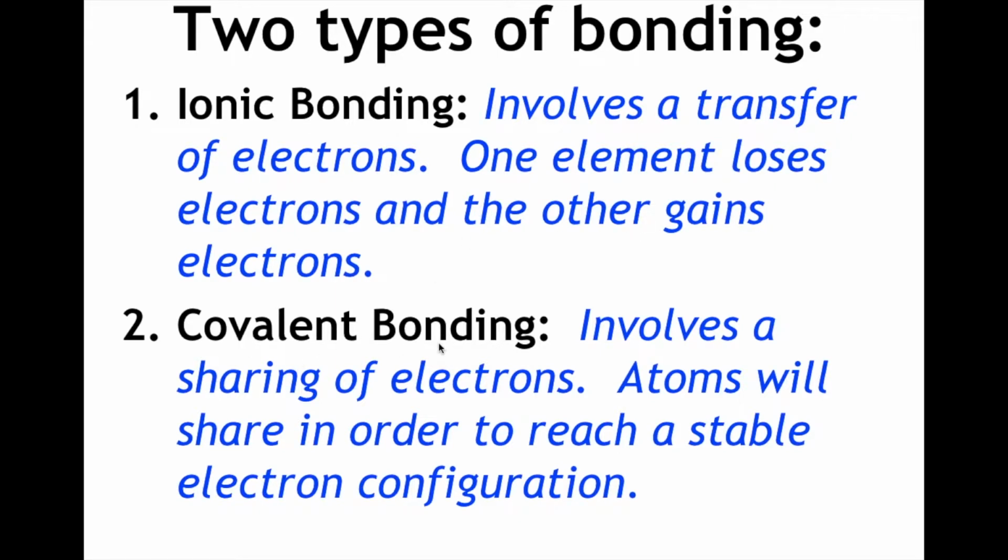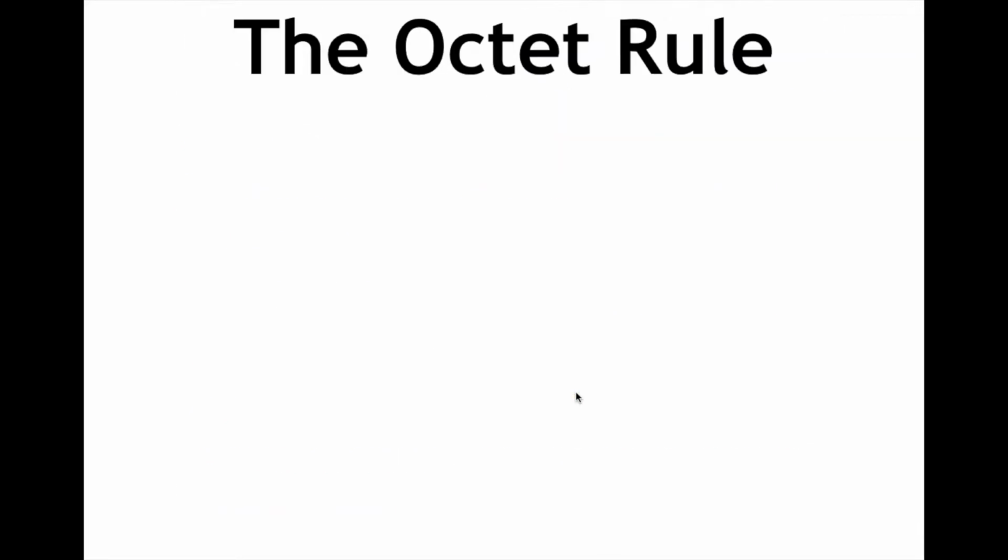And covalent bonding, that involves sharing electrons. So the atoms will share to become stable. They're not like transferring the electron. And this kind of bonding we have discussed in classes between two nonmetals.